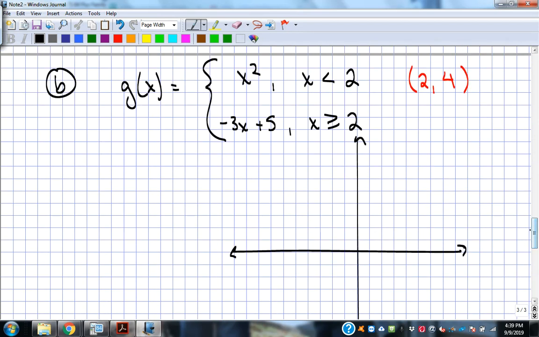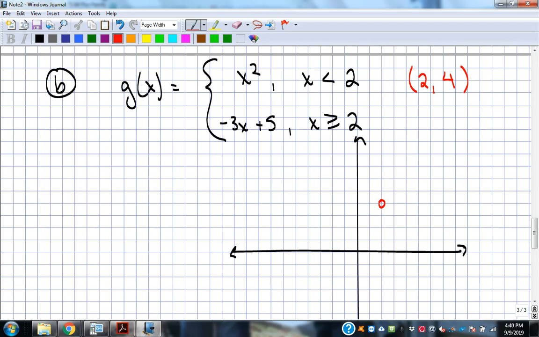So I'm going to go to 2, 4, and I'm going to put an open circle. Why did I put an open circle? Not an equal to mark. All right. What do we know about x squared? What kind of shape is that? It's curved. That's right. It's got this kind of U-ish looking shape to it, called a parabola.